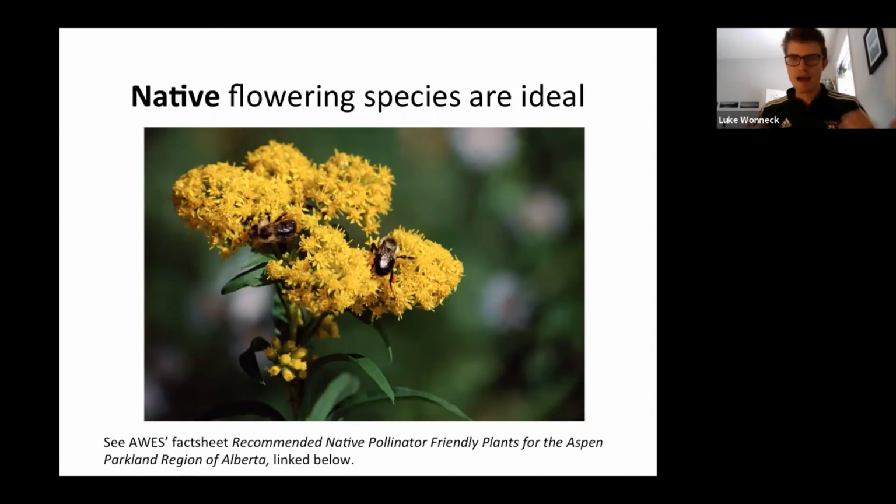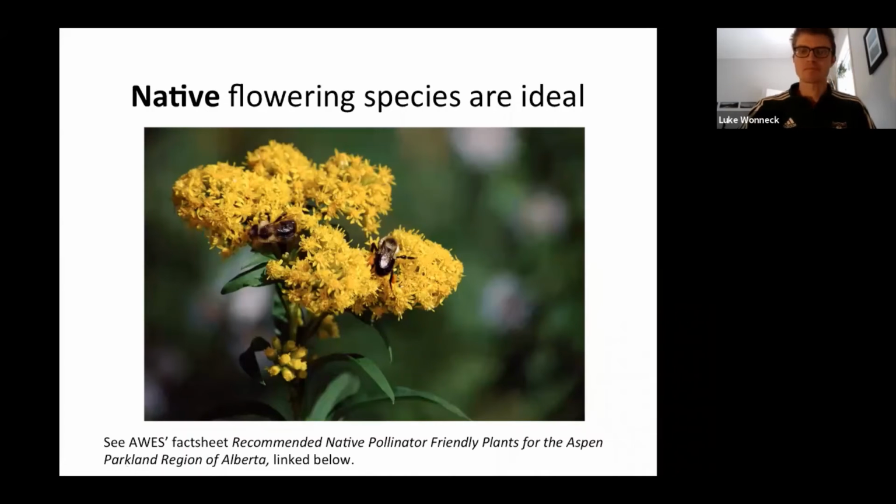So a native flower is simply a flower that has been here in Alberta or in your region for a very, very long period of time, and the bees are adapted to it. They're used to that kind of food, in the same way you might be used to eating certain kinds of food because you've been eating it all your life. So we actually have a fact sheet on recommended native pollinator-friendly plants for the Aspen Parkland.